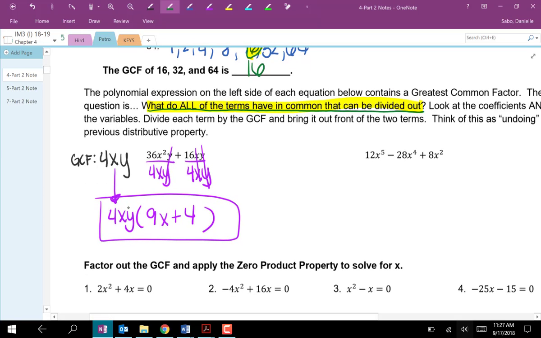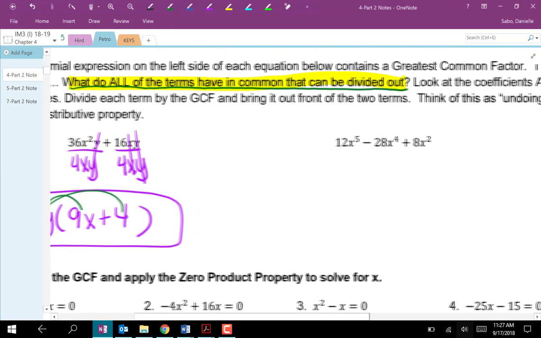If you were to distribute, you don't have to write this down, but if you were to distribute back in, you should get the same answer. 4xy times 9x gets me 36x squared y. If you multiply 4xy times 4, you'll get 16xy. That's what you're doing. You're reversing it. It's like they're inverses of each other. They're the opposite. All right, let's do it again, but now we have 3 terms, so we've got to be careful.